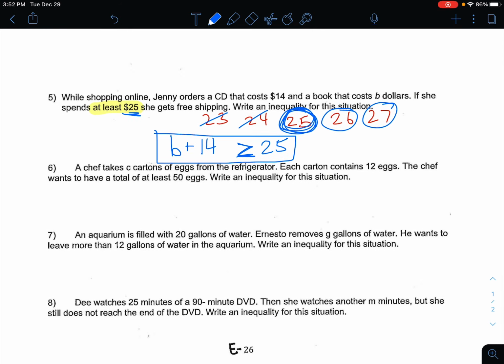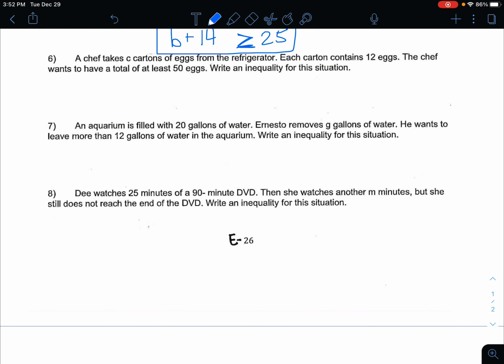All right, let's try number 7. We've got an aquarium filled with 20 gallons of water. Ernesto removes G gallons of water. He wants to leave more than 12 gallons of water in the aquarium. Write an inequality. So he wants to leave more than 12 gallons. More than 12 is going to be our key right there. So I'm going to do the number thing again. I'm going to say, well, there's 12 and then numbers afterward, 13 and 14. I'm also going to do the numbers before, 11 and 10.